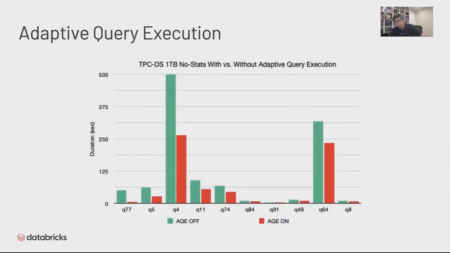Based on a 1 terabyte TPC-DS benchmark without statistics, Spark 3.0 can make Q77 8 times faster and also achieve a 2 times speedup for Q5 and more than 1.1 times speedup for another 26 queries. So this is just a beginning. In future releases, we'll continue to improve the compiler and introduce more new adaptive rules.